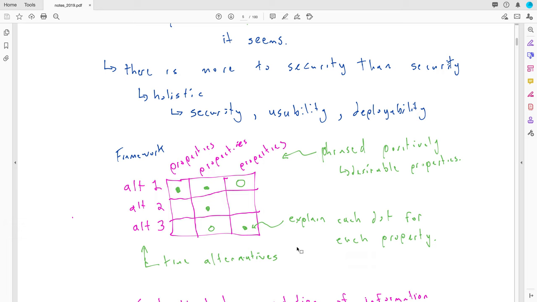Generally, I don't care so much about whether you get your dots exactly right, or whether I would come up with the same things as you. I just want you to be consistent and actually explain what you're doing. That tends to be the most important thing.